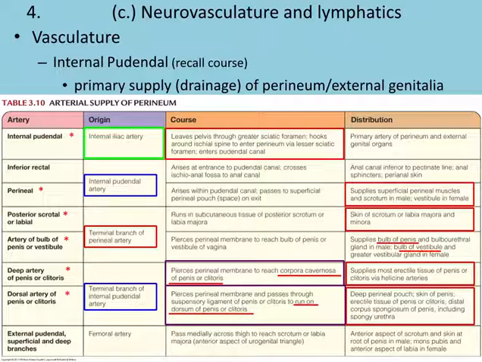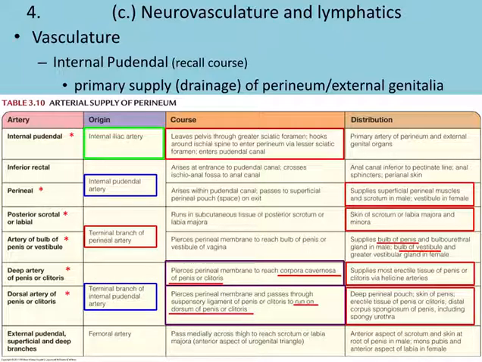Now, if you look at that perineal artery, the perineal artery has two branches. You go to the origin column, look at the red box. The two branches are the posterior scrotal or labial and the artery of the bulb of the penis or vestibule. So there's a bit of a flow. Hopefully that makes sense. And then you can go to the course. I've highlighted the major courses of the vessels that you need to know.